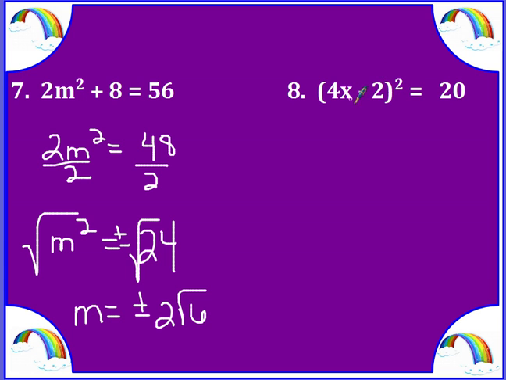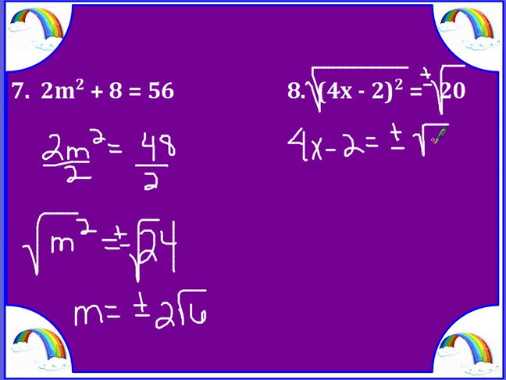Here, this whole expression is raised to the second power, so we're going to have to take the square root of the whole thing. So we're going to have 4x minus 2 equals positive and negative square root of 20. We're going to have to simplify this into 4 times 5. That gives me positive or negative 2 root 5. Bring this down.